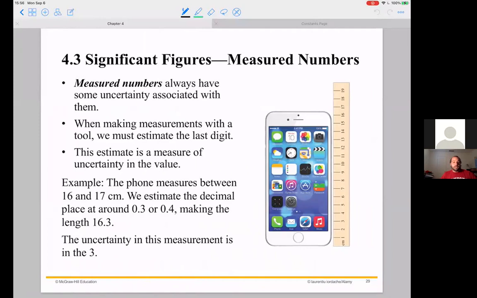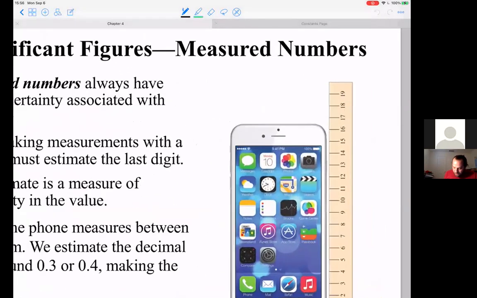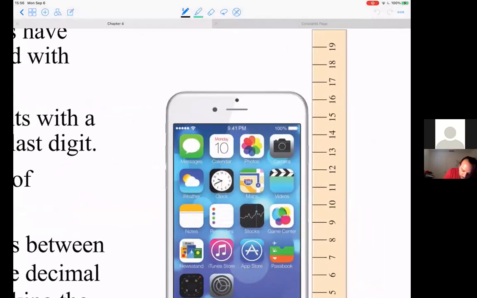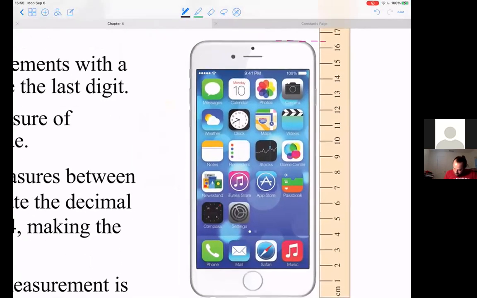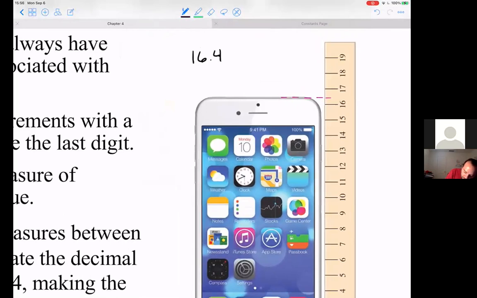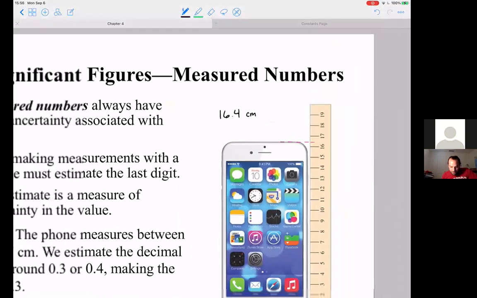So let's say that I was taking a measurement as to the length of my iPhone here, right? So I'm going to use this ruler. I'm going to look and see that the length of my iPhone corresponds to this right in here, right? So between 16 and 17. I'm going to sort of eyeball it and decide that this would be 16.4. In this case, my ruler is in centimeters, so 16.4 centimeters.